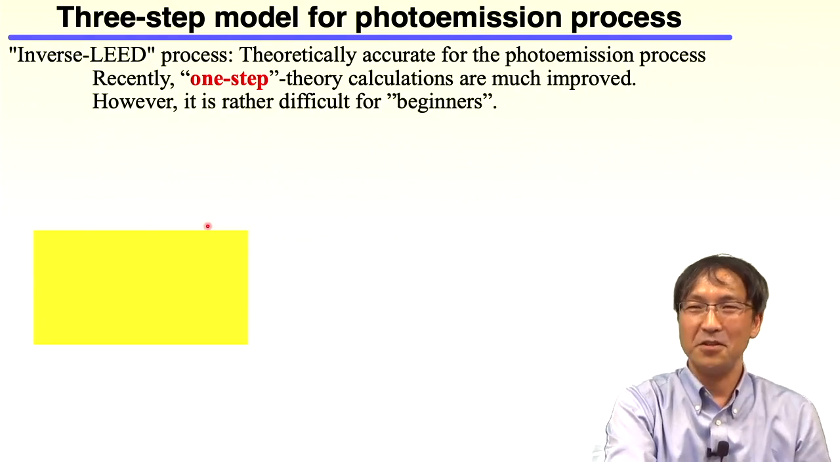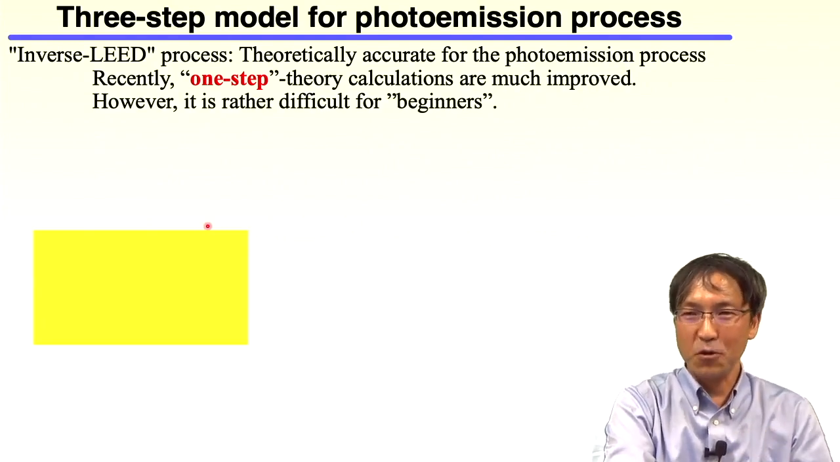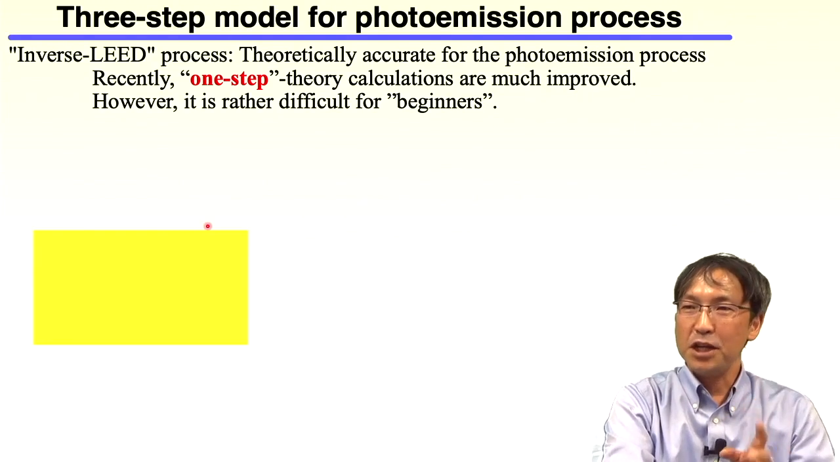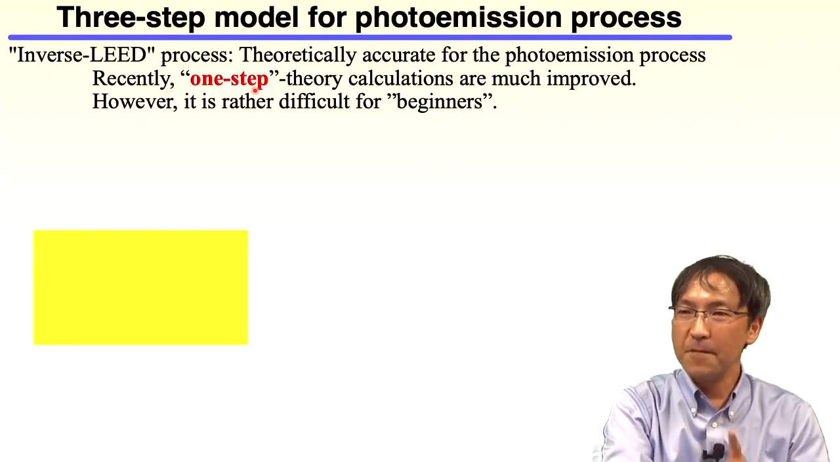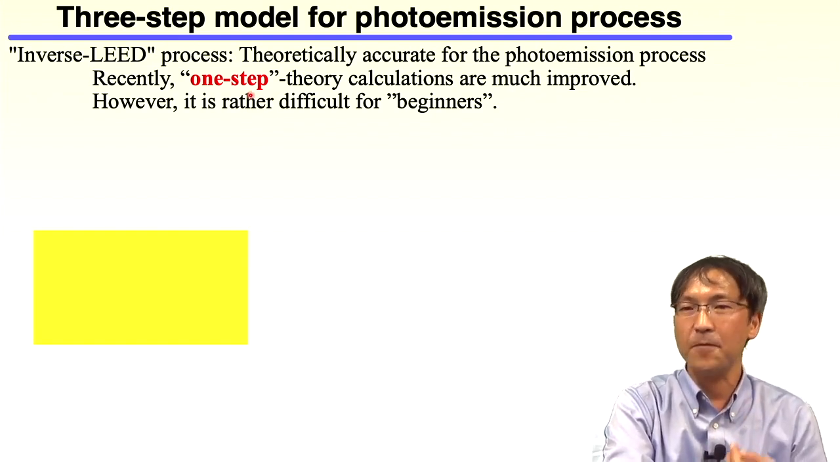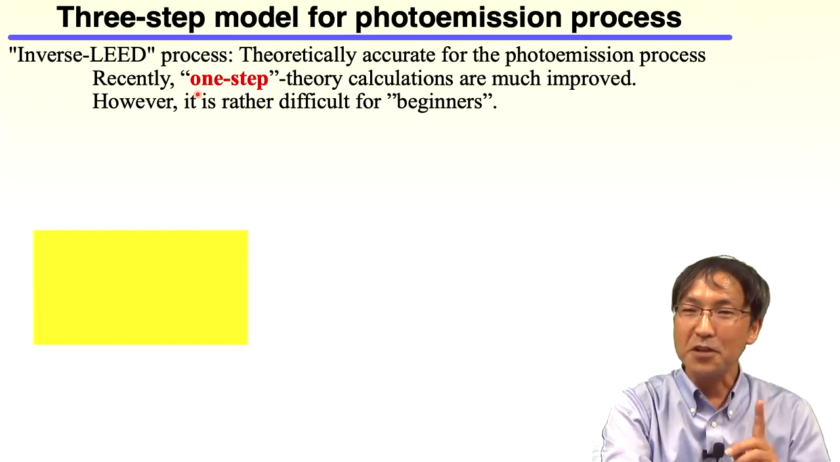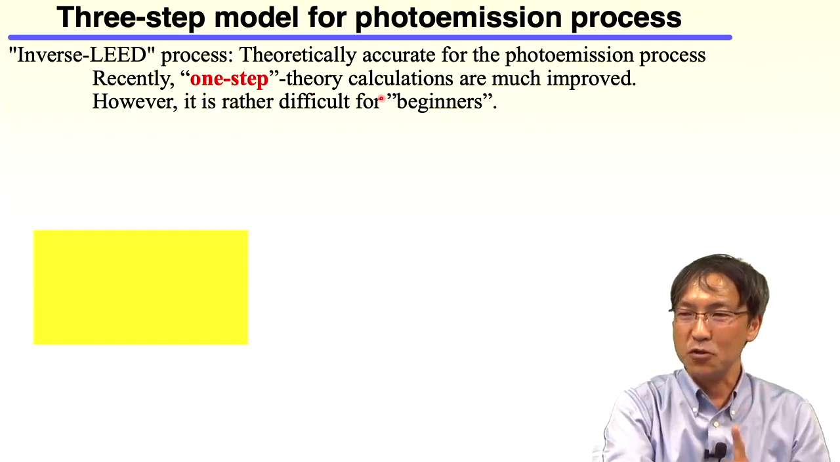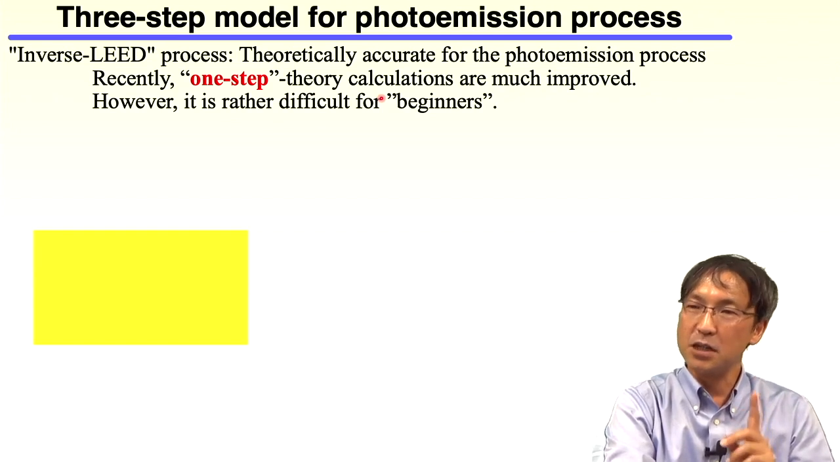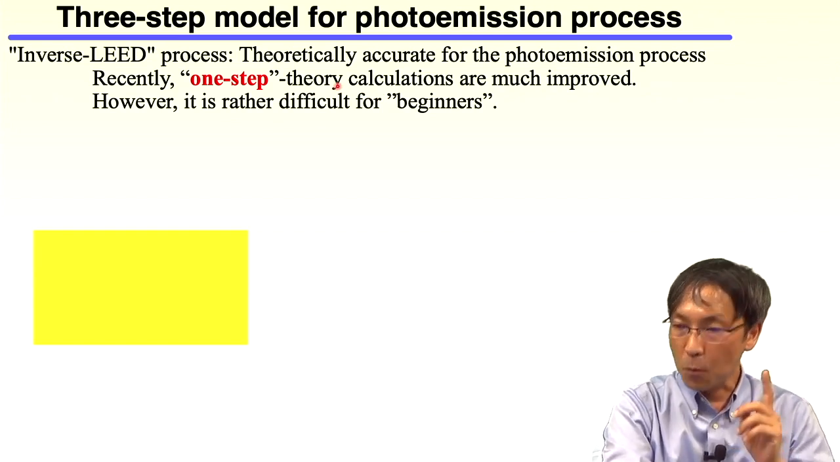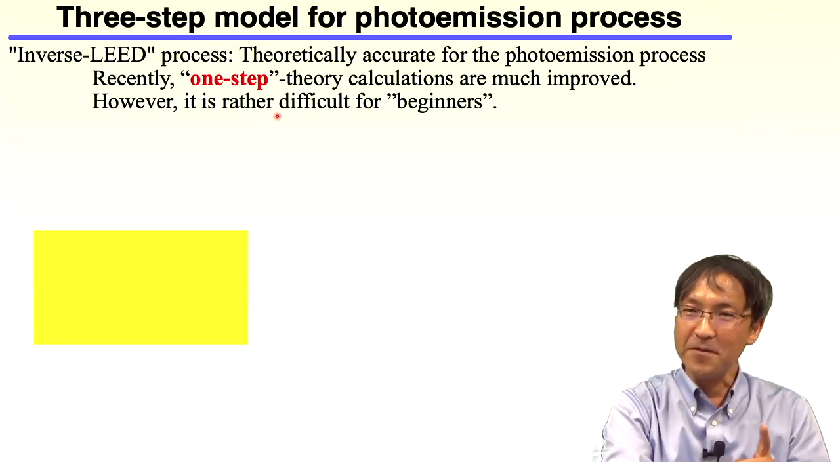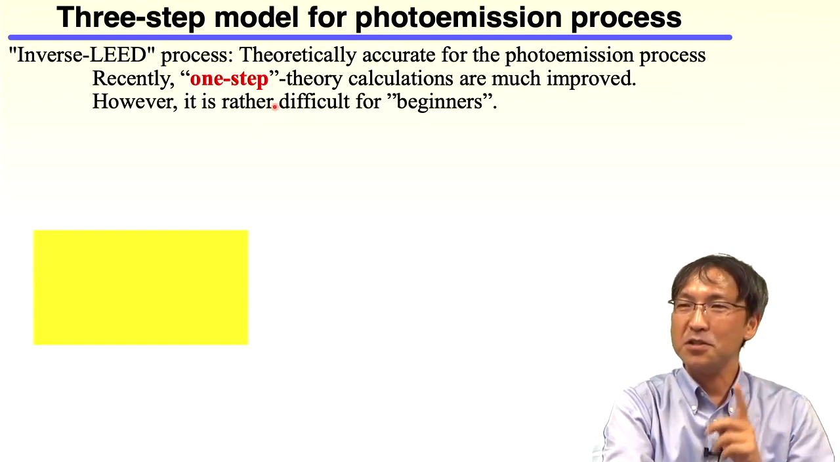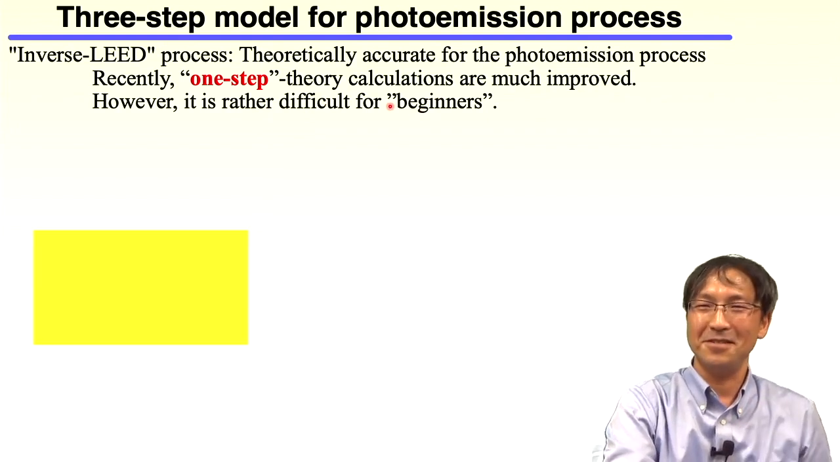From this slide, I would like to explain the theory of photoemission process, mainly using the three-step model. It is known that the so-called inverse LEED process is theoretically accurate for describing the photoemission process. Recently, one-step theory, including the inverse LEED process, has been developed, and the one-step theory calculations are much improved. However, the one-step theory is rather difficult for beginners.